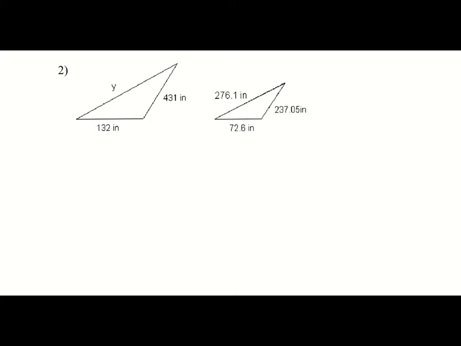Okay, so here again, we're looking at two similar triangles and we want to find y. So again, the first thing you want to look for is a pair of corresponding sides where you know both measures. And we happen to have two here. We have 431 matches up with the 237, or the 132 matches up to the 72.6. They both have some decimals in there. It doesn't matter what we use. I'm going to go with the 132 over 72.6.